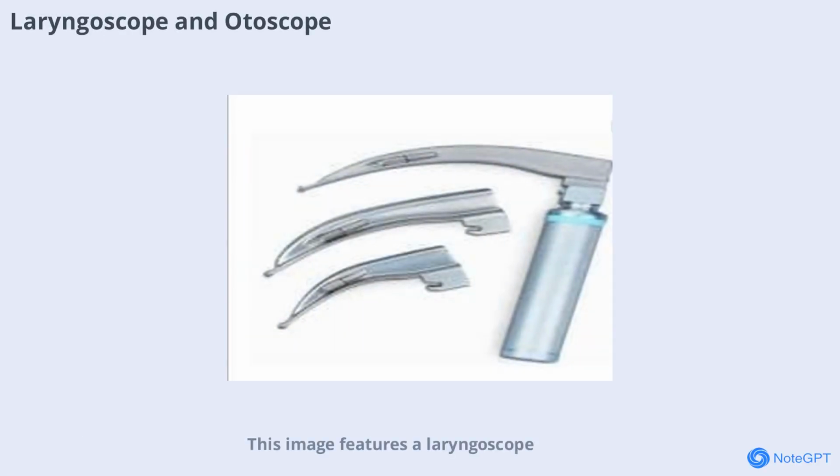This image features a laryngoscope, a tool used to visualize the larynx and facilitate intubation. The laryngoscope consists of a handle and a blade, which is inserted into the mouth to lift the tongue and allow a clear view of the vocal cords. It is a vital instrument in anesthesia and emergency medicine. The otoscope, on the other hand, is used to examine the ear canal and eardrum. Both tools are essential for airway and ear assessment.